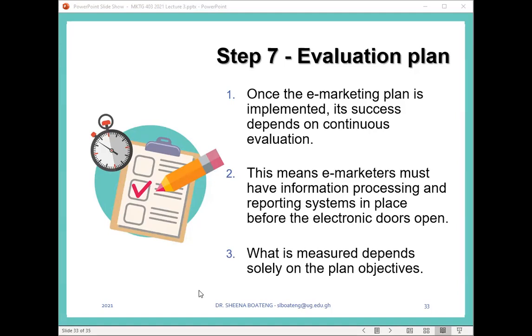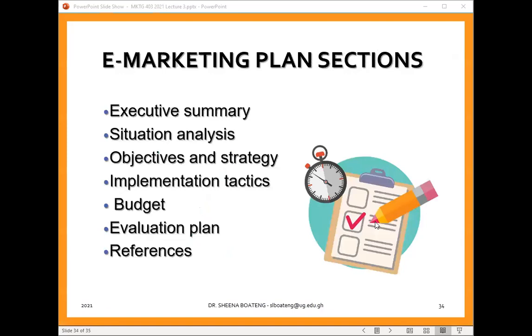So it's important to obtain information and process this information and put it in the form of a report that decision makers can rely on to make tangible decisions that will move the firm closer towards achieving its e-marketing objectives. So once the e-marketing plan is through, you go ahead to put together the e-marketing plan document.